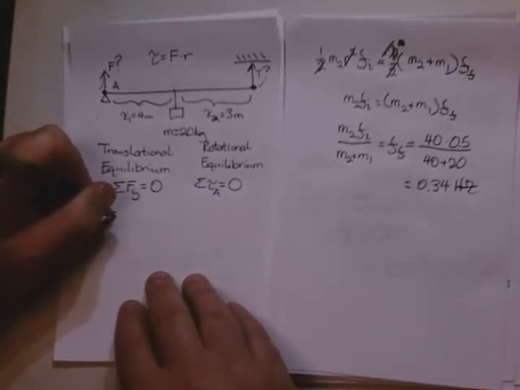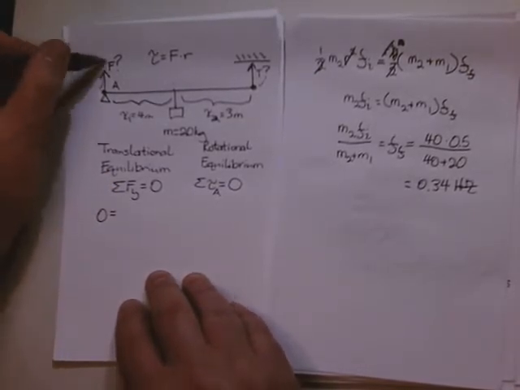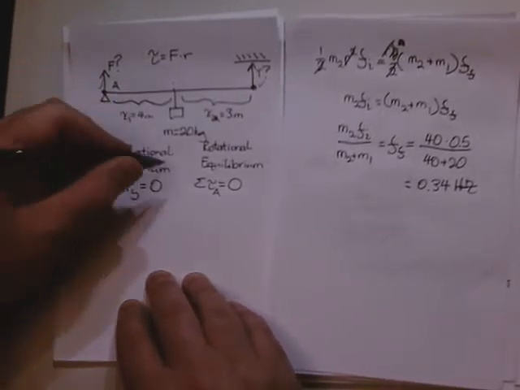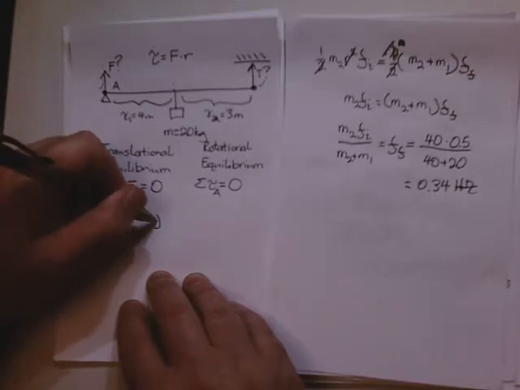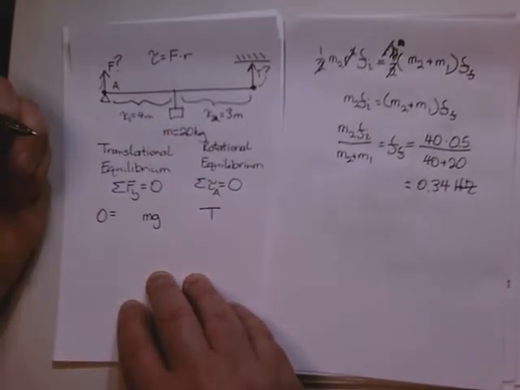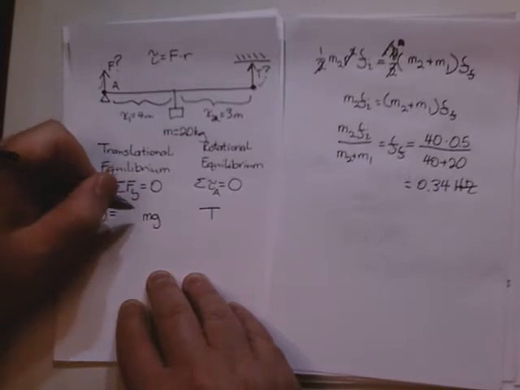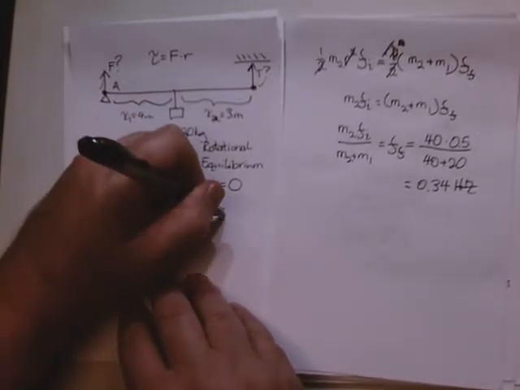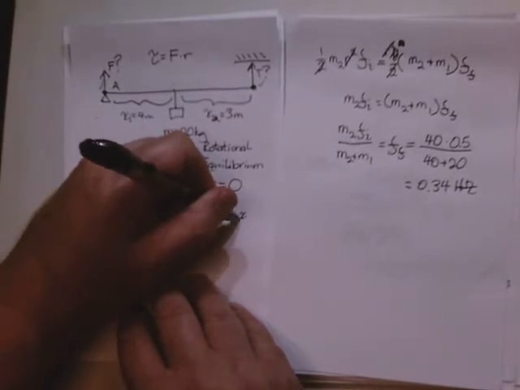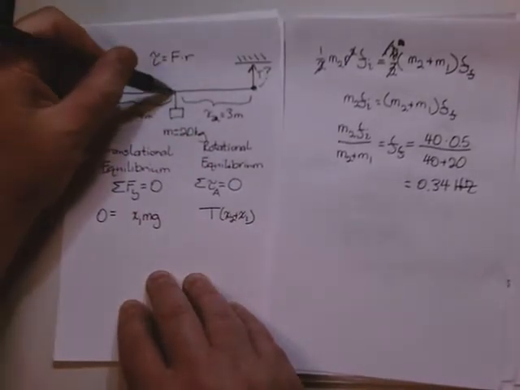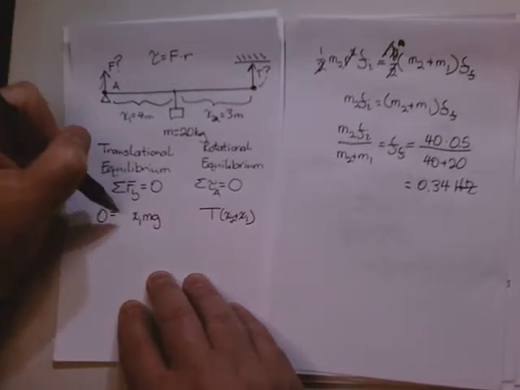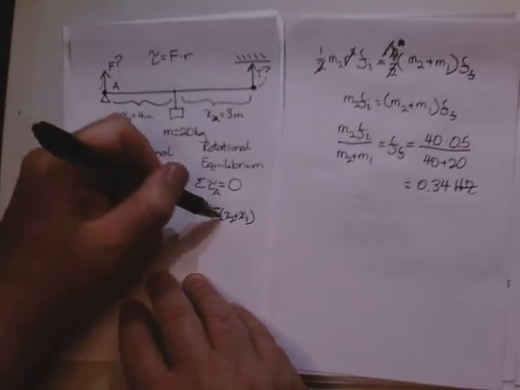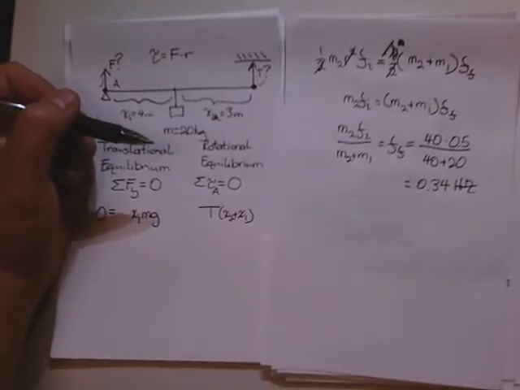So 0 equals the sum of the torques. I can ignore this one because it's at the point. The two forces are mg and tension. The two lever arms are x1 and x2 plus x1. The distance from that force to A is x1. The distance from there to there is x2 plus x1.